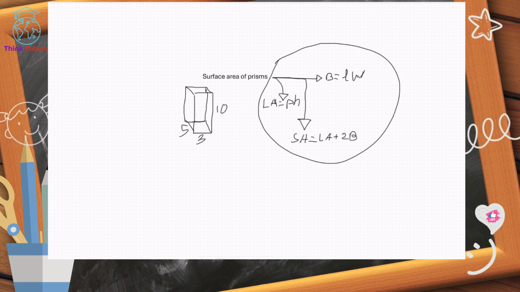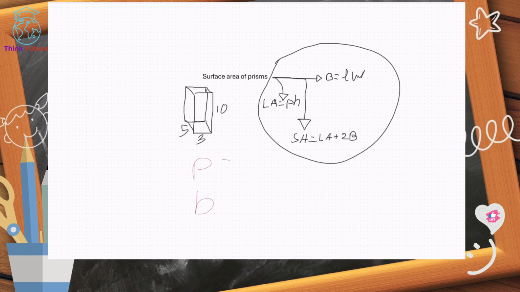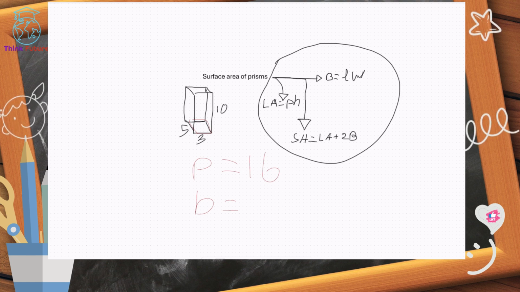First of all, we have to find the perimeter and the base area. The perimeter and base. Alright, so the perimeter of this rectangle, let's take this base as the example, would be 16. And then the base area would be 15.